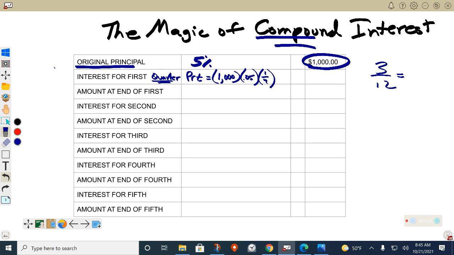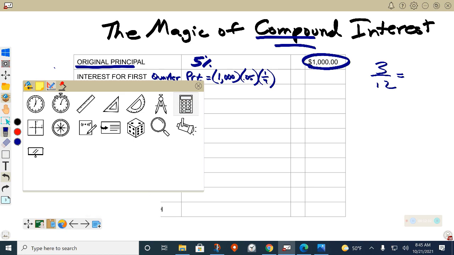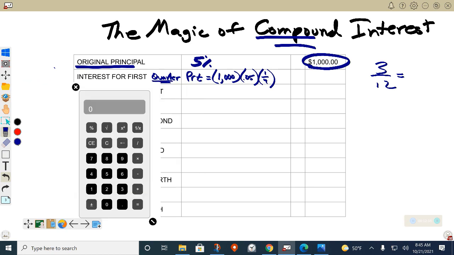All right. Let me bust out my calculator. There we go. I'll do the math for us since we're taking those together. 1,000 times 0.05 times, remember the numerator is 1, so I don't have to do that. Equals, divided by 4. I already know the denominator is going to be 4. $12.50. So put $12.50 right here.